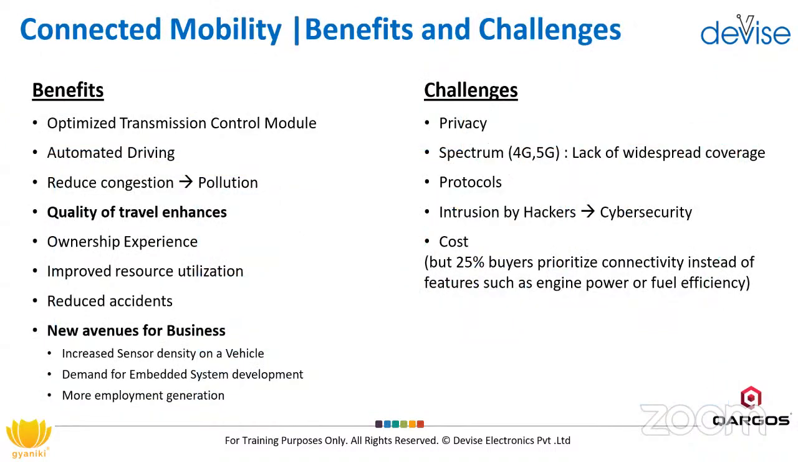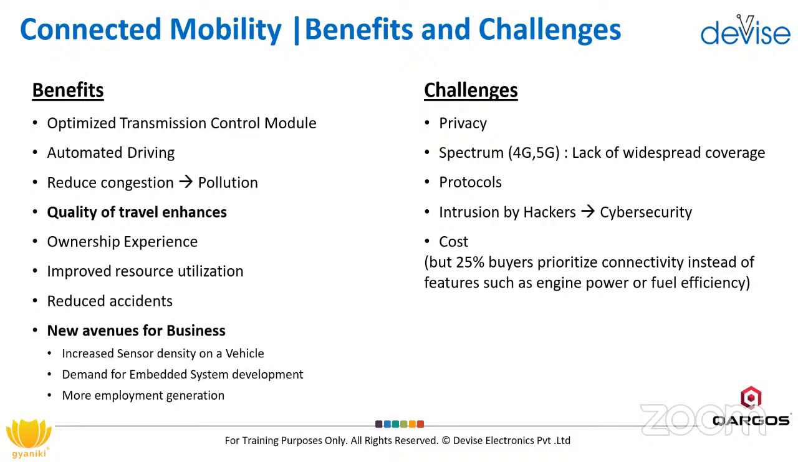Right. At the moment, a lot of data has been collected and analyzed on how this would really favor us, and what could be some kind of downside to it as well. So with connected mobility, we see a lot of benefits. Optimized transmission control module signals. At the end, we are all working towards lower emissions from vehicles, automated driving, reducing accidents, reducing congestion, and also reducing pollution. Quality of travel improves. You can do multiple tasks without losing your focus on the roads. Ownership experience, you have a proud feeling that you can do a lot of things in the car. Improved resource utilization, fleet management, as you were mentioning, Alok, and reduced accidents.